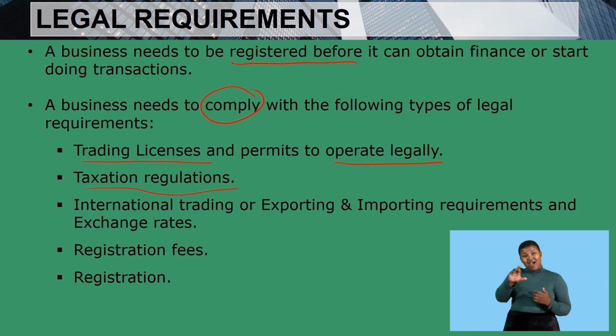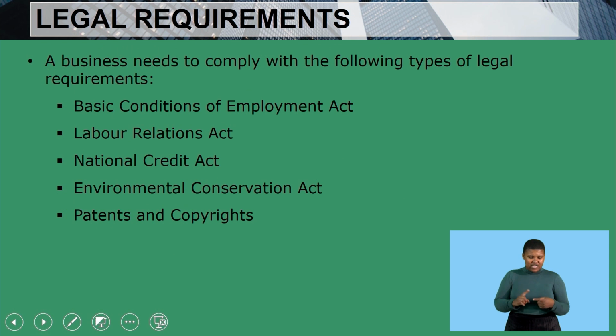Are you declaring the income that you are getting, or are you falsifying your information? You understand that falsifying the information is unethical. It's illegal to falsify information. So you need to be ethical as far as tax is concerned. International trading or export and importing requirements and the exchange rates, so you need to comply with that. Registration fees, just registration, is your business registered or not? A business needs to comply with the following types of the legal requirements.